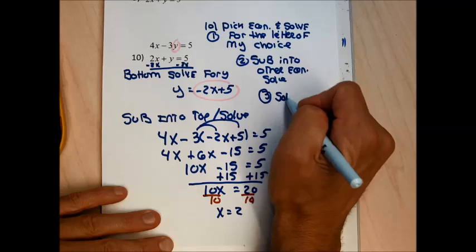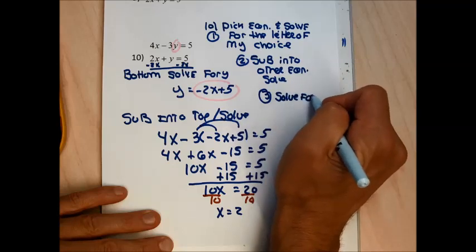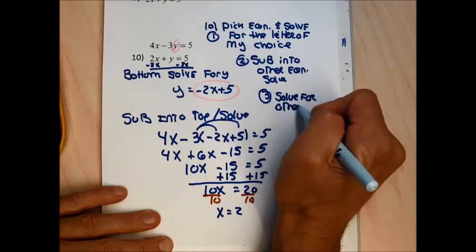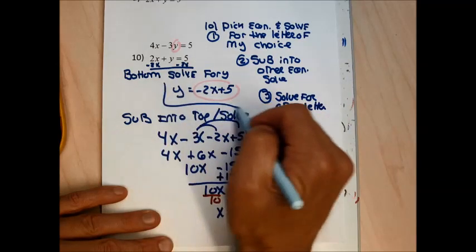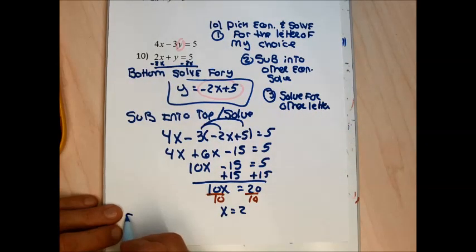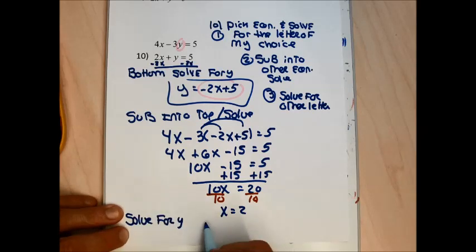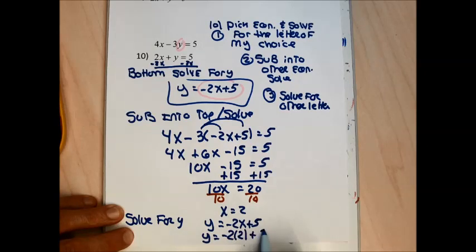3 is to solve for the other letter. And you can use any equation that has that letter. I'm going to use this equation. So now I'm going to solve for y, which is my other letter. I'm going to use y equals minus 2x plus 5. But I'm going to plug in 2 for x. So I'll get y equals to negative 2 times 2 plus 5.